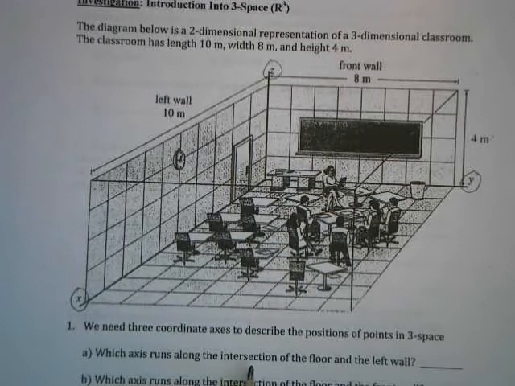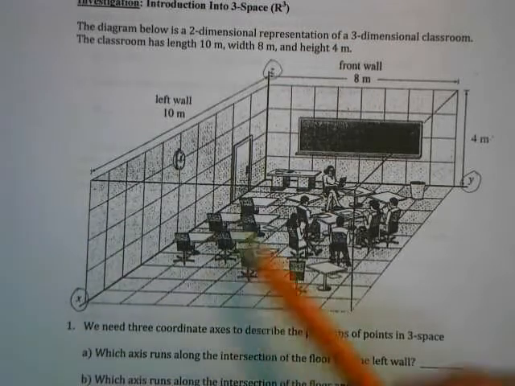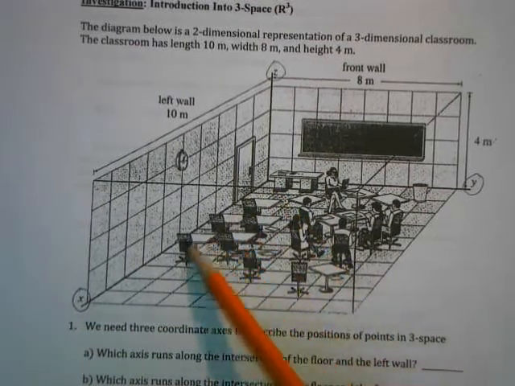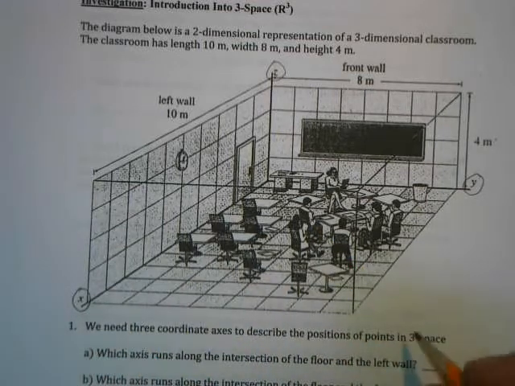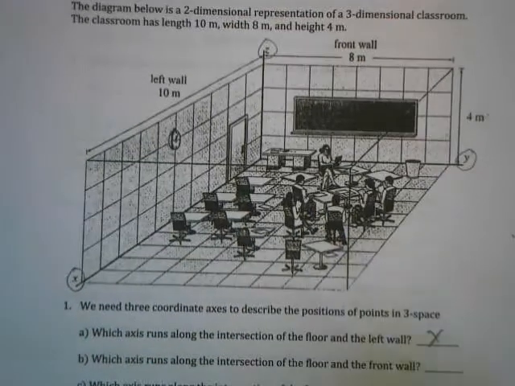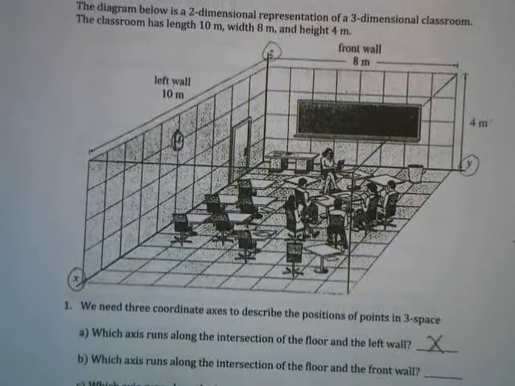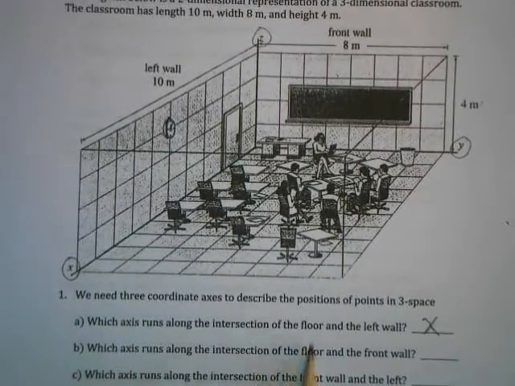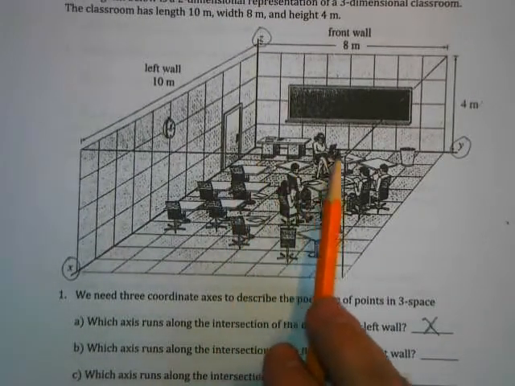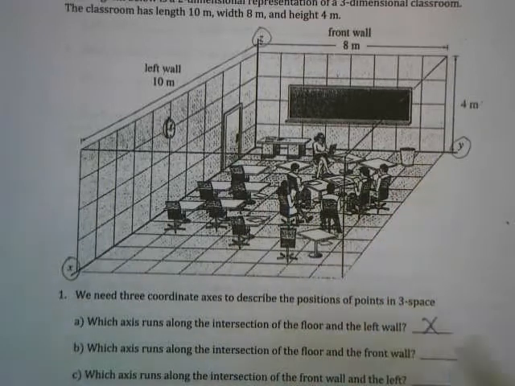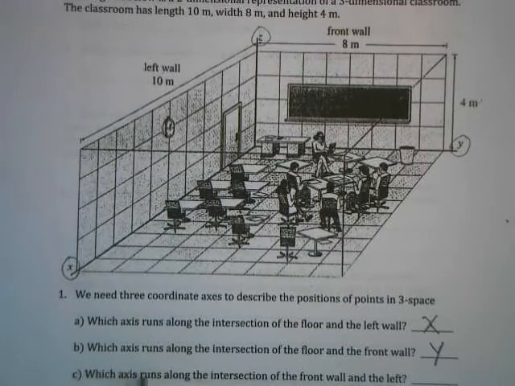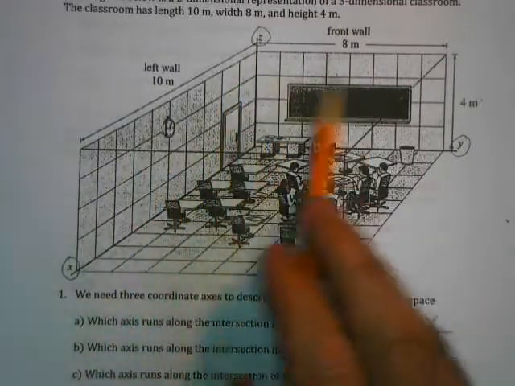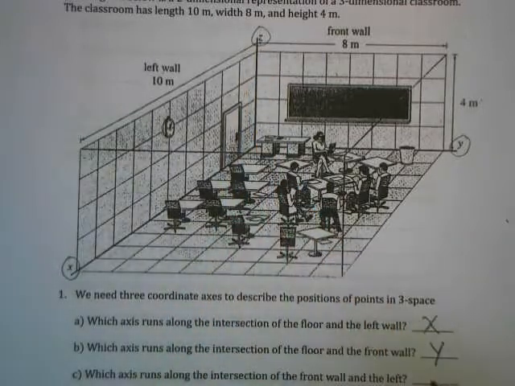So which axis runs along the intersection of the floor and the left wall? So there's the floor meeting the left wall. That would be the x-axis. Okay. Which axis runs along the intersection of the floor and the front wall? So that would be along that edge there. That's the y-axis. And you probably guess what the next one is. Which axis runs along the intersection of the front wall and the left? So where these 2 walls meet, that would be the z-axis.